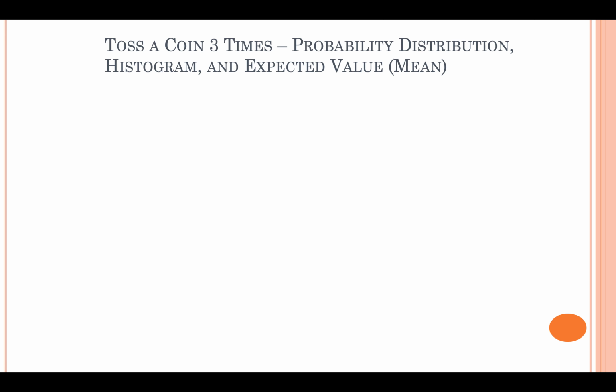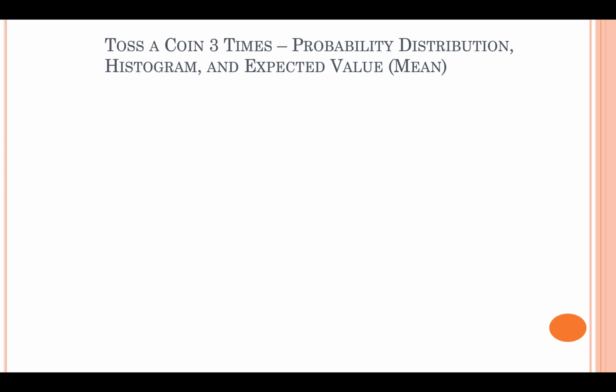So we're going to do another experiment. We're going to take everything we've learned and apply it to a different experiment just to get some practice with these concepts. So we're going to take our original probability experiment, tossing a coin 2 times, and change it to tossing a coin 3 times. And from that experiment, we're going to do everything we just learned. We're going to build a probability distribution table, build a histogram, and calculate the expected value.